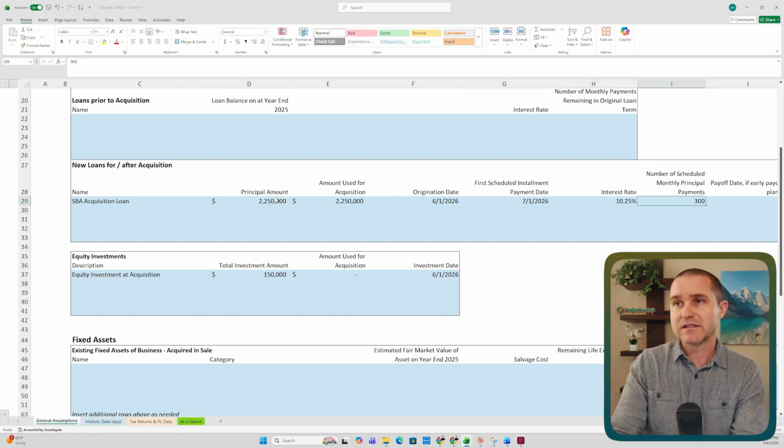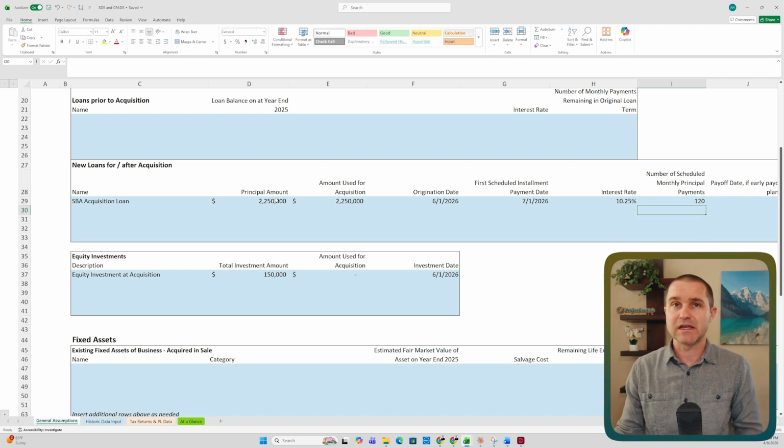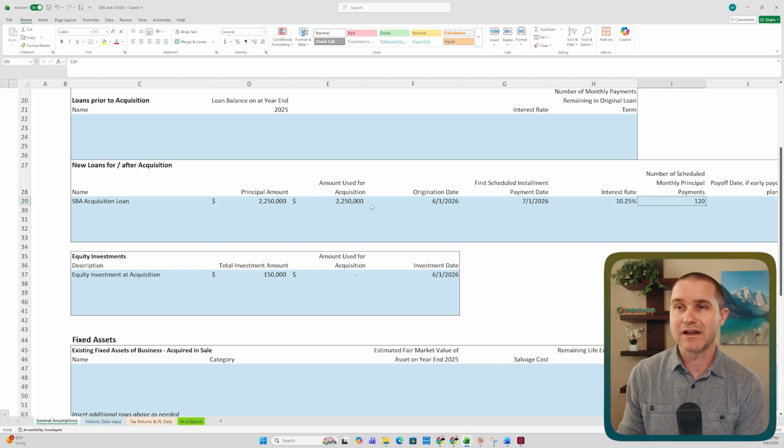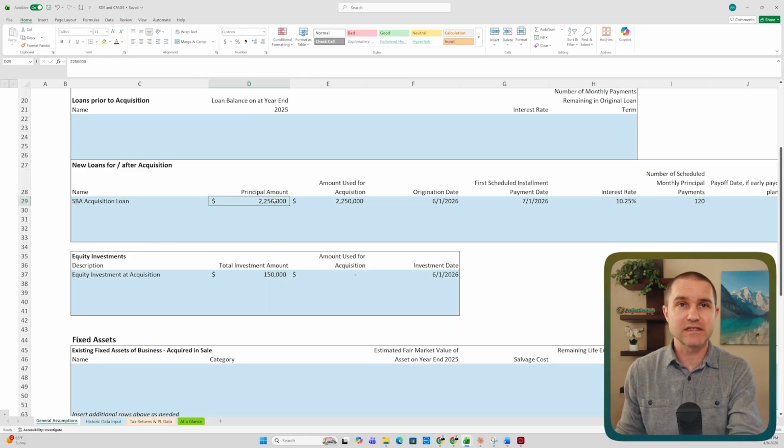Actually, you know what? In this case, we had a 300-month term in there, which, if you're not buying the real estate, which most SBA loans for acquisitions are going to be on a 10-year term. So let's see what that looks like. Once I change it from a 25-year term to a 10-year term, that made a world of difference. So our debt service coverage ratio is 1.05. We're going to have to continue to bring this down.